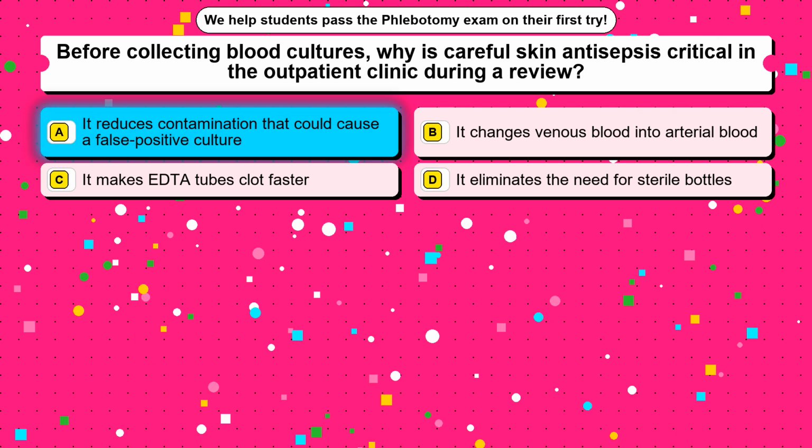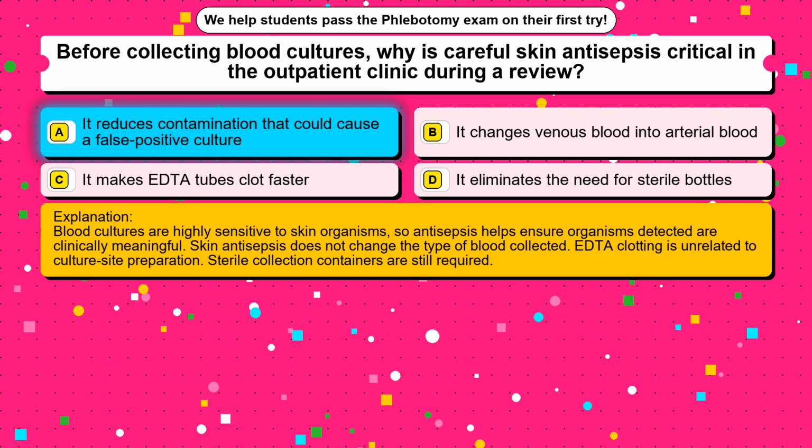The correct answer is option A. It reduces contamination that could cause a false positive culture. Blood cultures are highly sensitive to skin organisms, so antisepsis helps ensure organisms detected are clinically meaningful. Skin antisepsis does not change the type of blood collected. EDTA clotting is unrelated to culture site preparation. Sterile collection containers are still required.